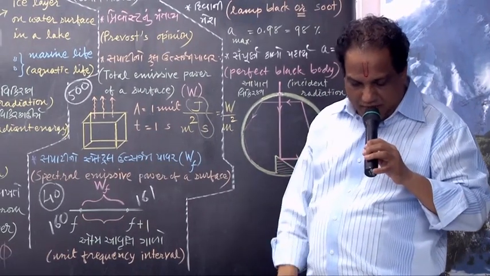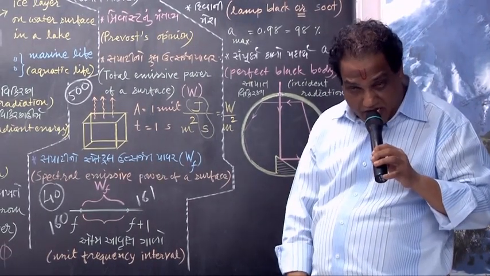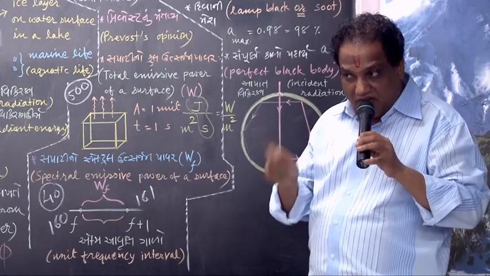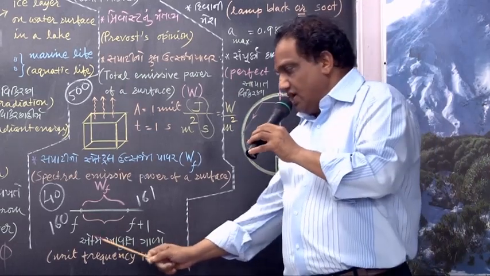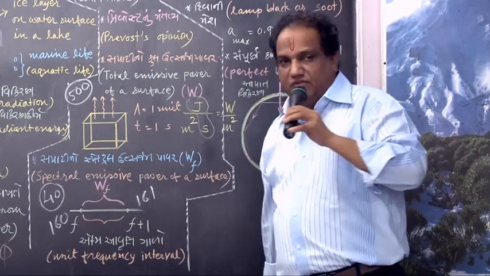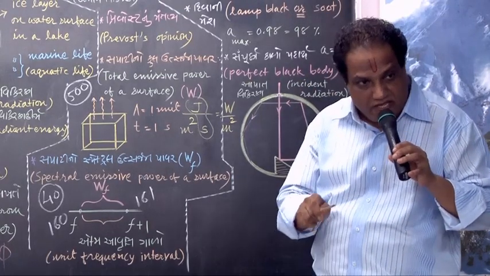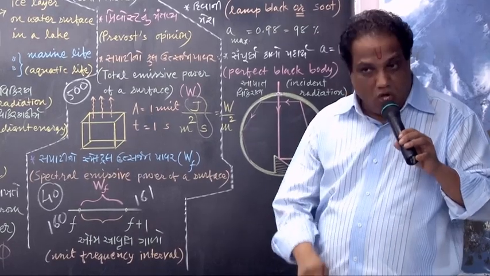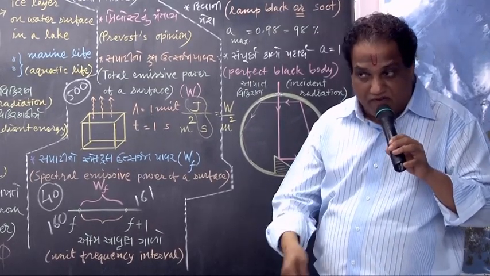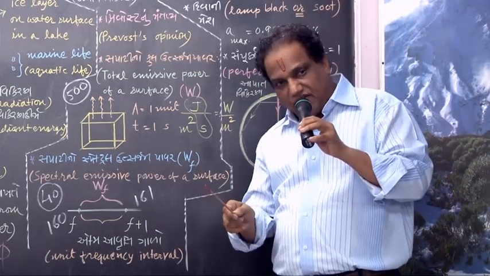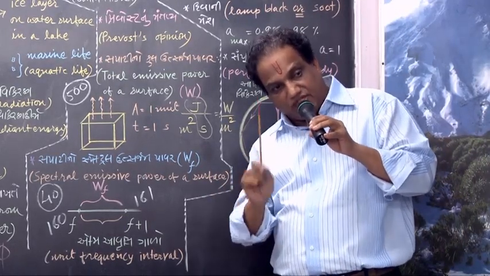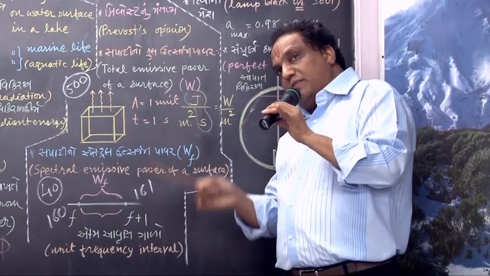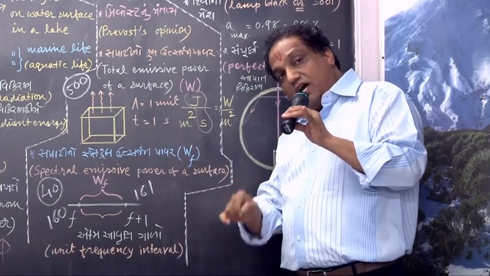Radiant energy emitted per unit area of a given surface in 1 second, in the unit frequency interval about a given frequency, is called spectral emissive power of that surface at that temperature for that frequency. In short, it is radiant energy emitted per unit area, per unit time, per unit frequency interval.